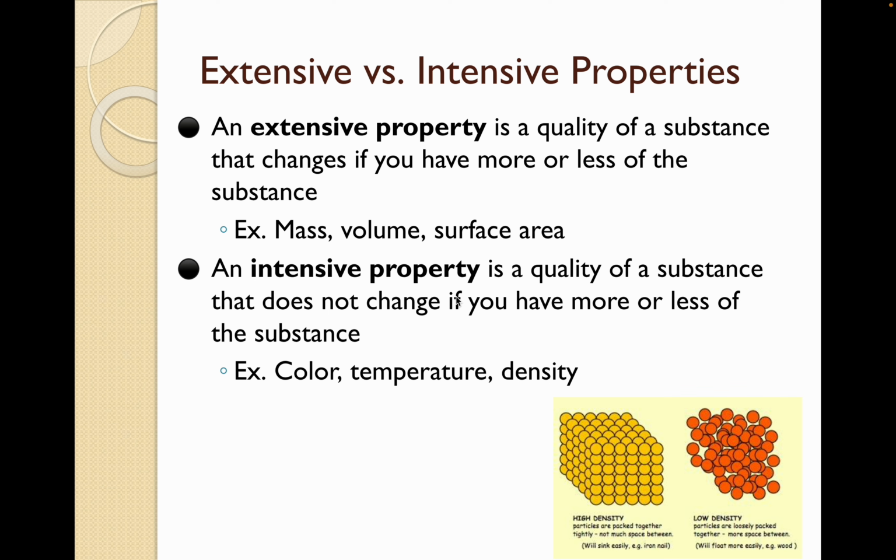Next up, we've got extensive versus intensive properties. So, going over this, an extensive property is a quality of the substance that changes if you have more or less of it. Okay, so for example, mass and volume. Let's say I have water. The extensive property would be mass because that mass changes depending on how much water I have, right? Same thing with volume, same thing with surface area of something.